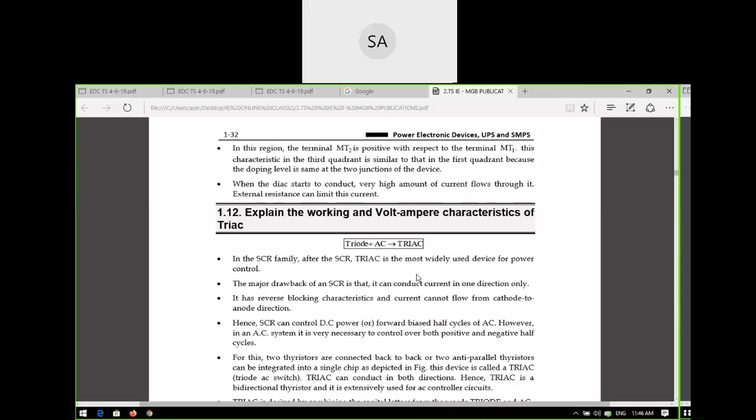The major drawback of the SCR is that it can conduct current in only one direction. Correct or not? In the characteristics of the SCR, in the forward characteristic it will conduct, in the reverse characteristic it will not allow, it blocks the current. That is the reason they are used in rectifier circuits. This major drawback of the SCR will be eliminated by using the TRIAC.